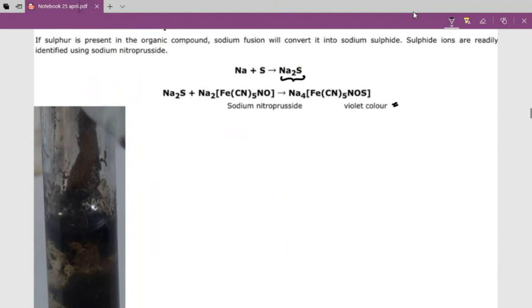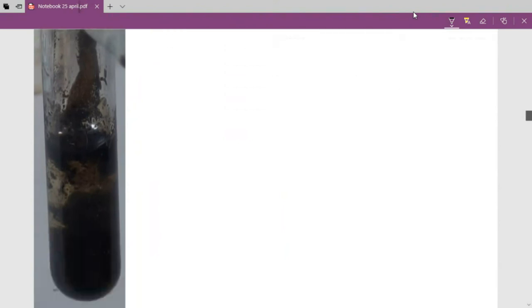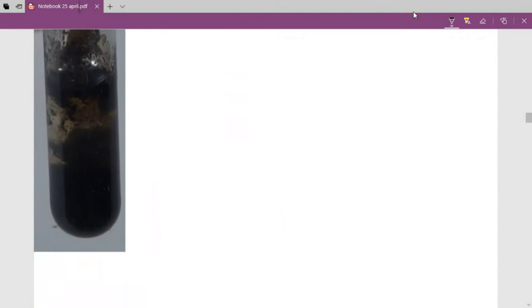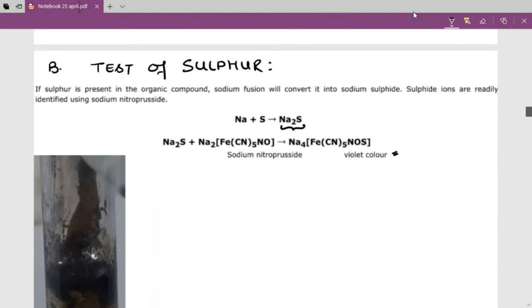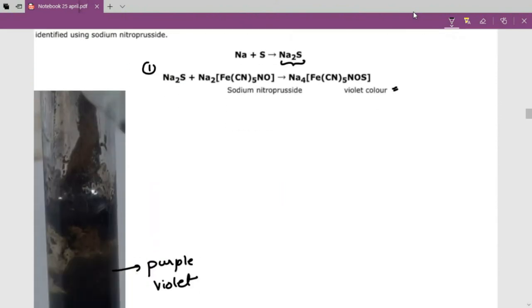Both Prussian blue and this Na4[Fe(CN)5NOS] are colors, they are not precipitate. Now here it is a very concentrated solution, so it is looking more towards brownish, but this has to be purple violet. This is the purple violet appearance if sulfur is present alone. Okay. Now if sulfur is present alone, this is test number 1.